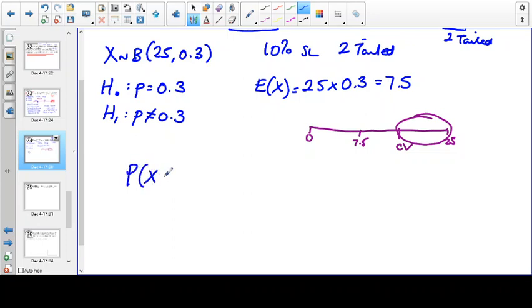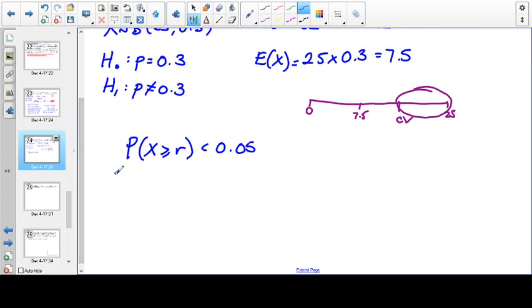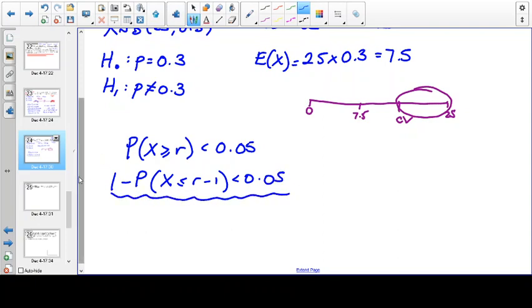Okay, so the probability x is greater than or equal to r this time, because we're looking at the top end, that's got to be less than half of the 10%, which is 5%. And don't forget, we have to do that. So that's our statement. That's what we're looking to try and show.